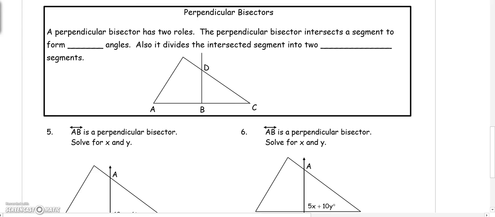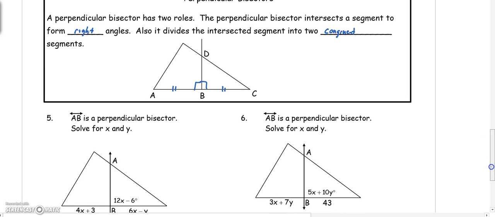A perpendicular bisector then has two roles. It's going to, at the intersection, form right angles. So at B, there's two right angles. It's also going to divide the intersected segment into two congruent parts. So AC is bisected into two congruent parts, AB and BC. So let's use this to solve for X and Y.